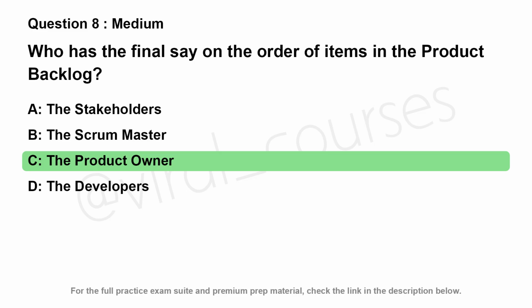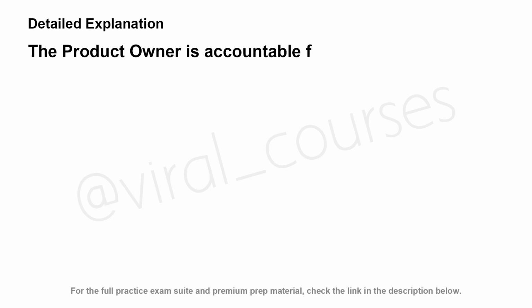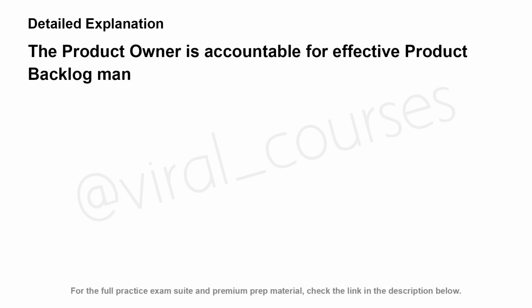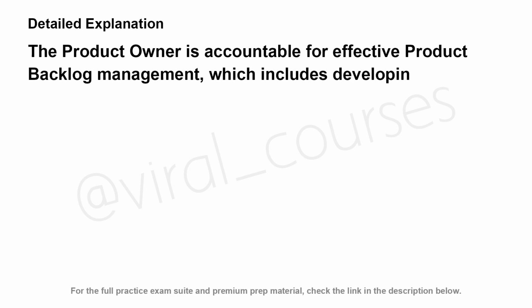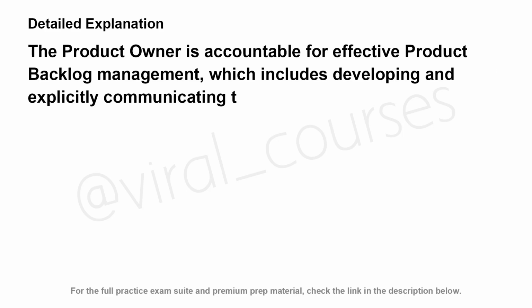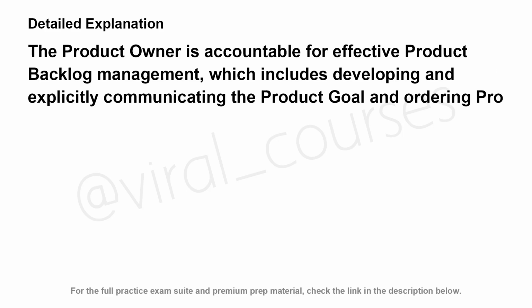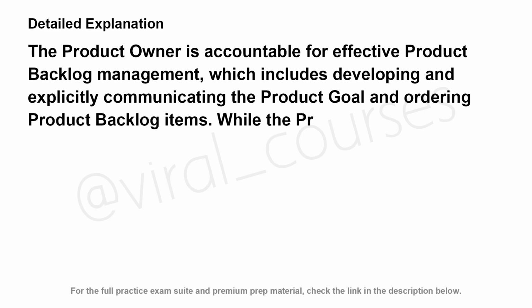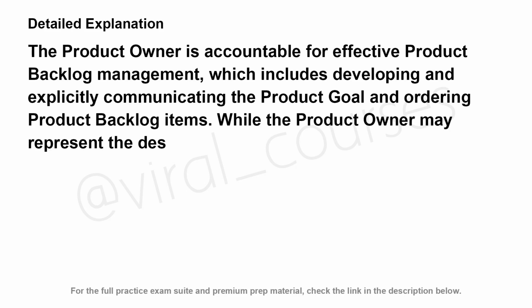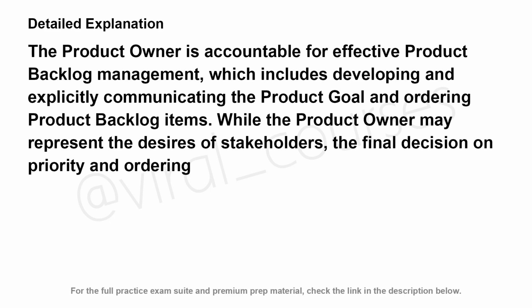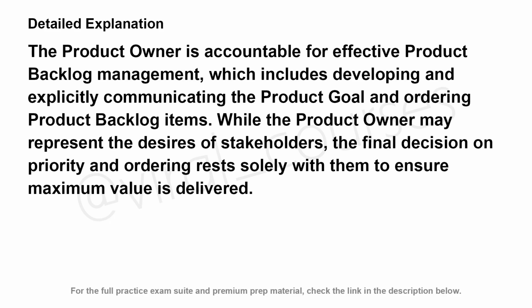The correct answer is C. The product owner is accountable for effective product backlog management, which includes developing and explicitly communicating the product goal and ordering product backlog items. While the product owner may represent the desires of stakeholders, the final decision on priority and ordering rests solely with them to ensure maximum value is delivered.